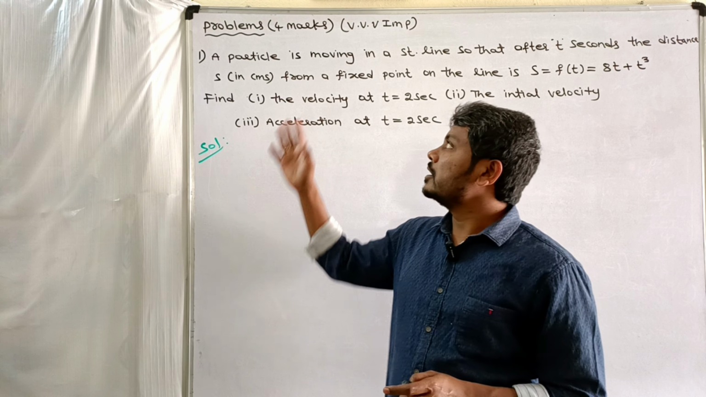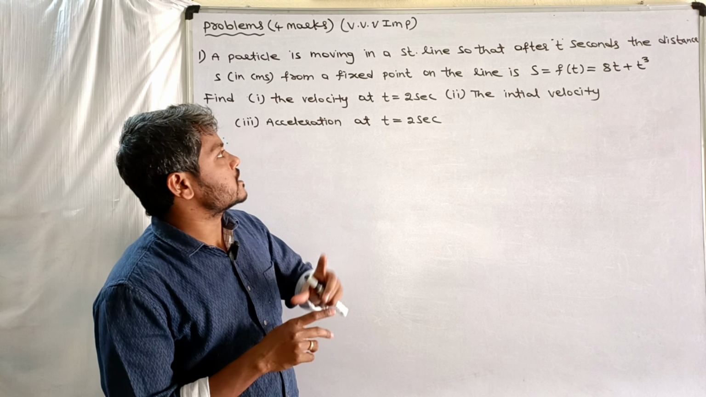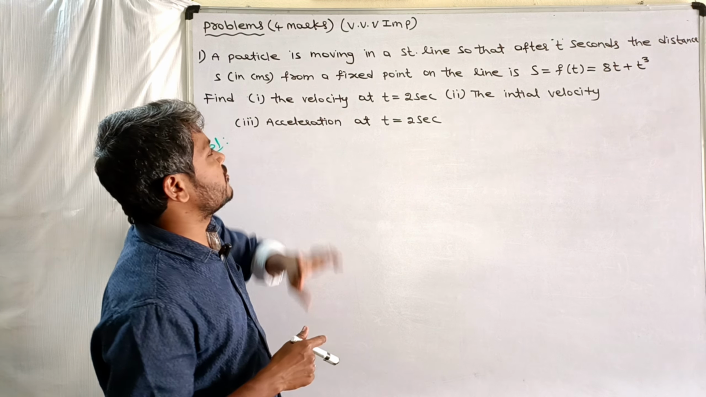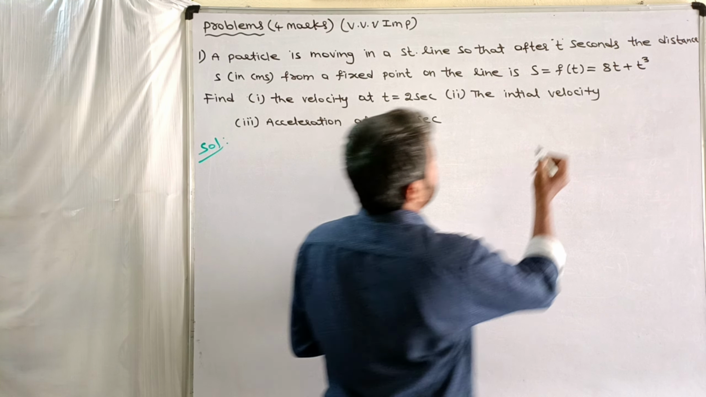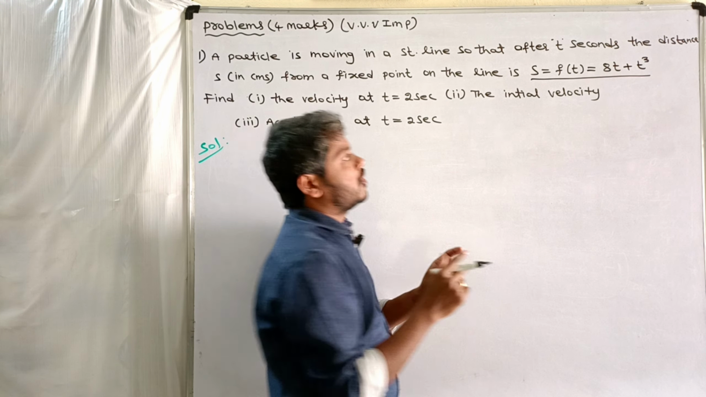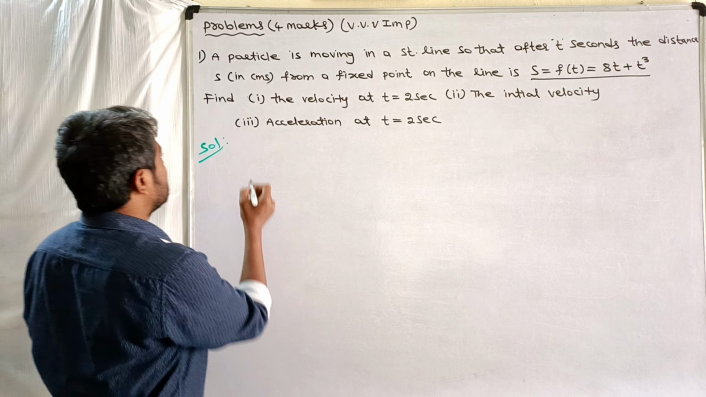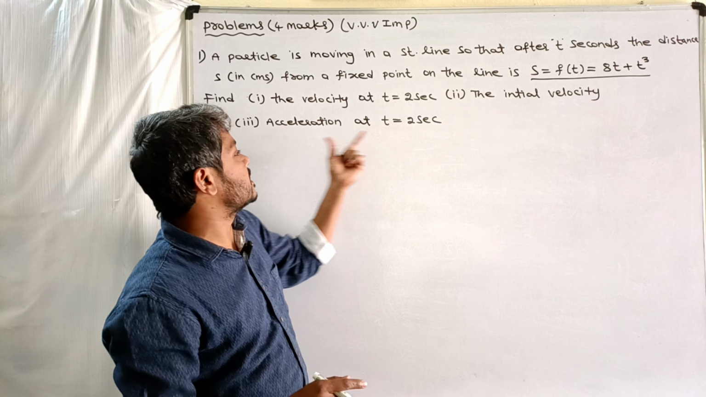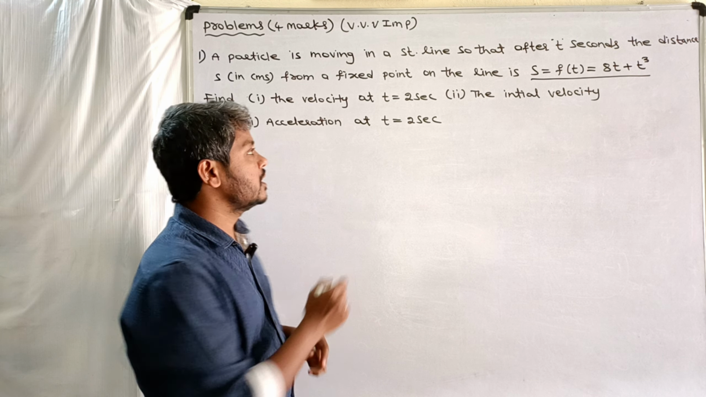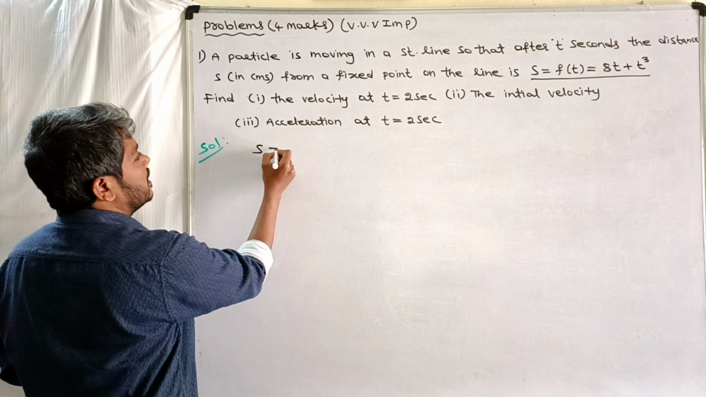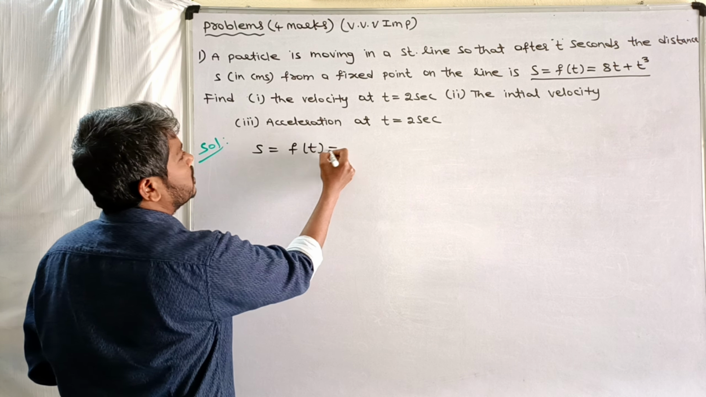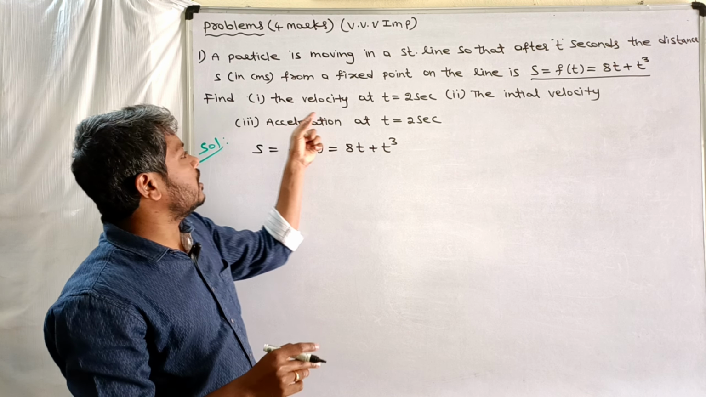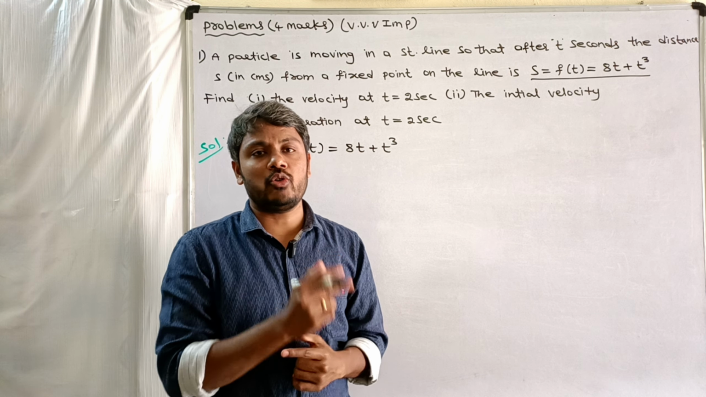So next, question number 1. A particle moves in a straight line so that after t seconds, the distance s from a fixed point on the line is given by s equal to f of t equal to 8t plus t cube. Then find the velocity at time t equal to 2 seconds, and the initial velocity and acceleration at t equal to 2 seconds. So first, the given function s is equal to f of t equals 8t plus t cube. What is the first one? To find velocity at t equals 2 seconds.